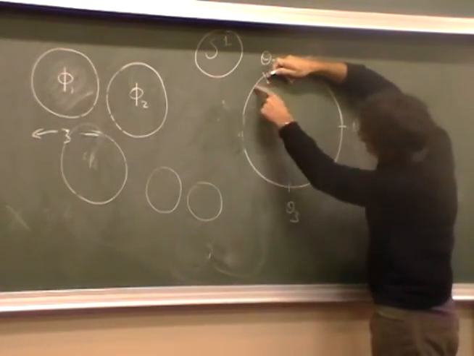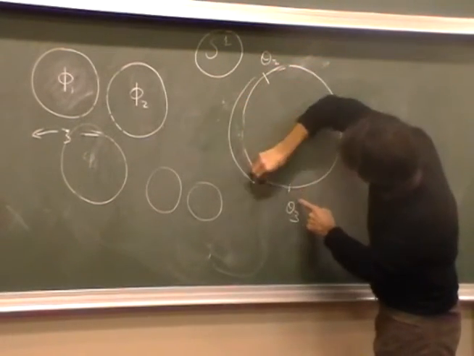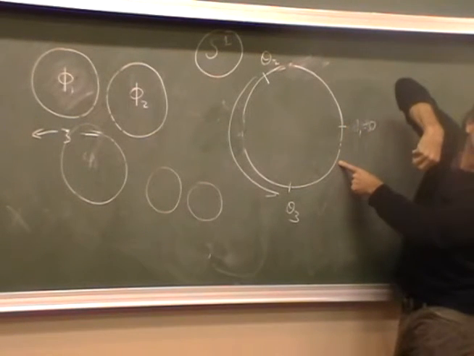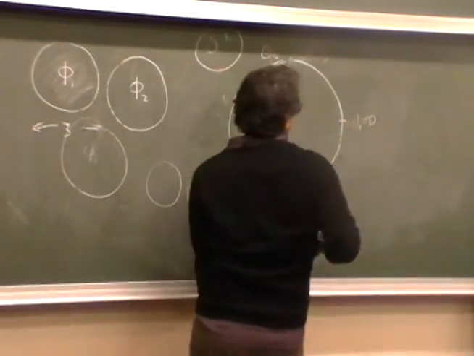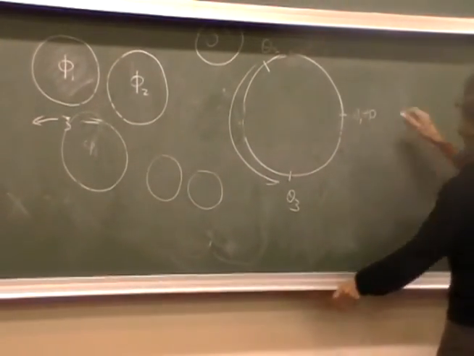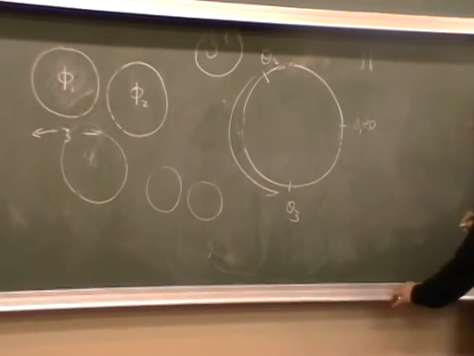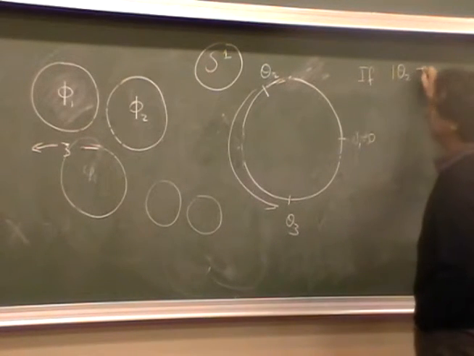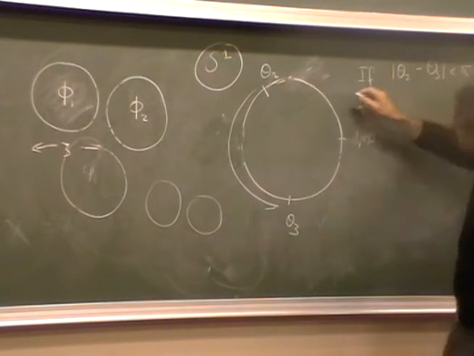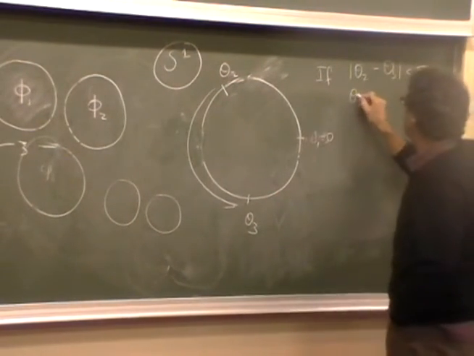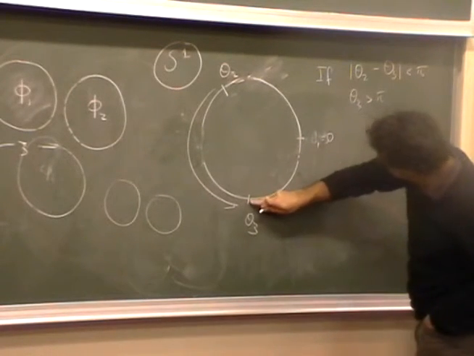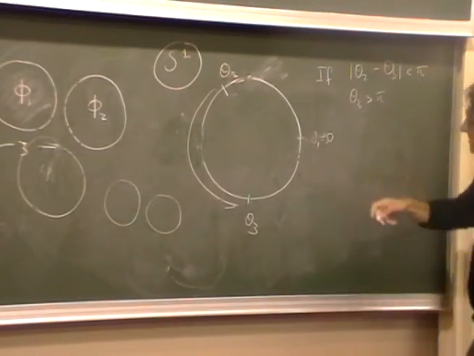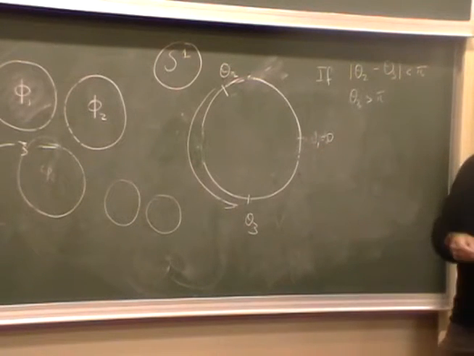Then, we have to look at whether this angle is pi or not. If it's less than pi, we'll go this way. If it's greater than pi, it's going to be shorter to backtrack and go around to here. So if theta 2 minus theta 3 is less than pi, these will join this way. And if theta 3 is greater than pi, theta 3 will join back this way, not reverse and back around this way. So these two conditions will guarantee you wind once around as they merge.